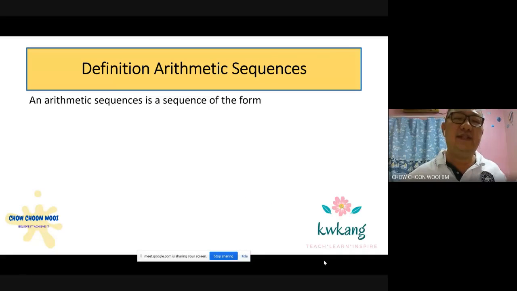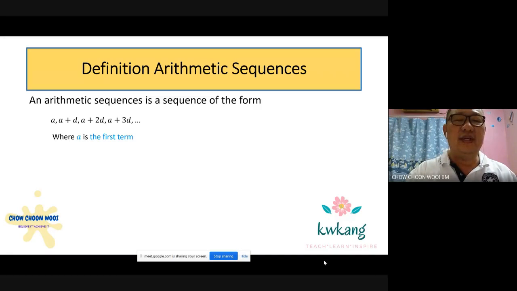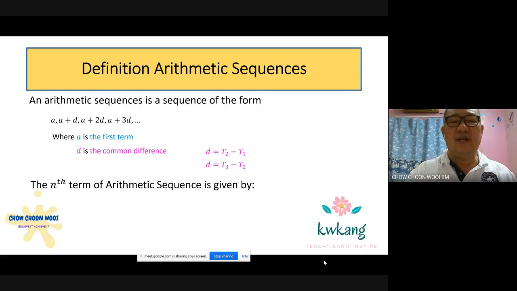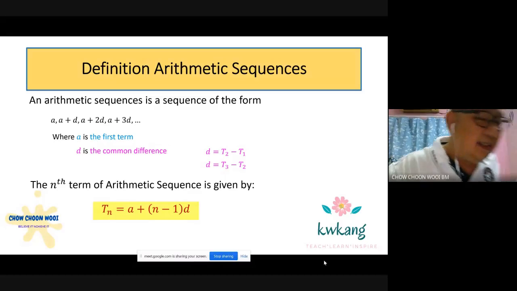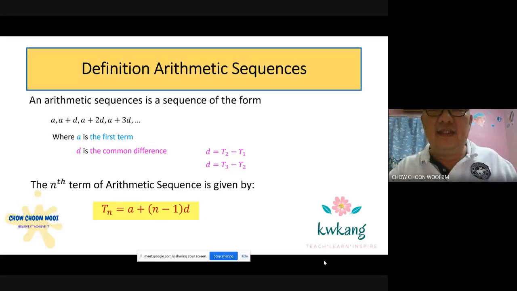Baik, definitions of arithmetic sequences. An arithmetic sequence is a sequence of the form a, a plus d, a plus 2d, a plus 3d, where a is the first term. D is the common difference, where d can be equal to T2 minus T1, T3 minus T2. The nth term of an arithmetic sequence is given by Tn is equal to a plus n minus 1 d. Dari sini berhati-hati semua.